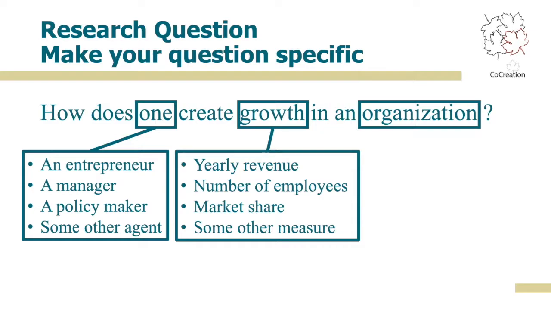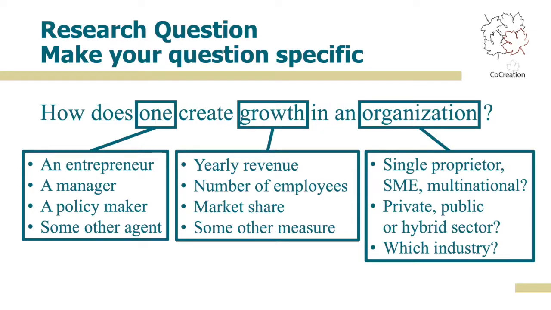You can ask what organizations you are interested in. Maybe you are interested in single proprietorship organizations, in SMEs, or in multinationals. You can ask what industry this organization is operating in. Are you interested in fashion, in tech, in bakeries, in jewelries? And of course you can ask what phase of organizational life cycle you are interested in. Maybe you're particularly interested in the startup phase, in the growth phase, in the mature phase, in the declining phase, or in the revival phase.